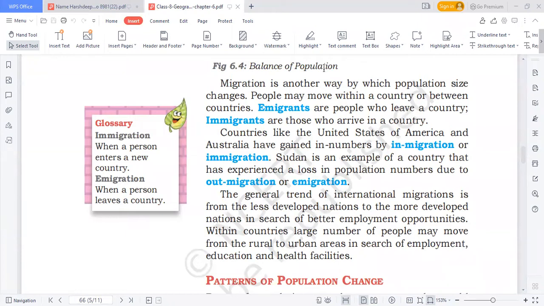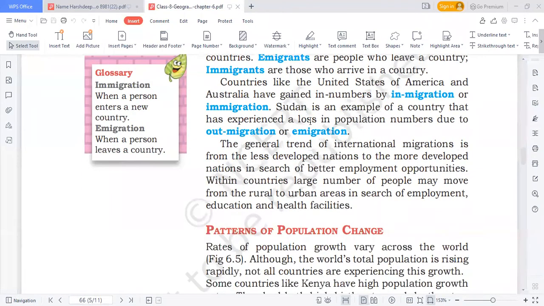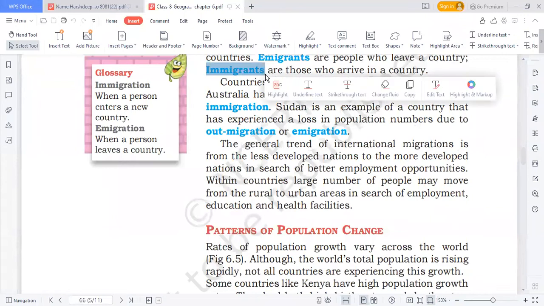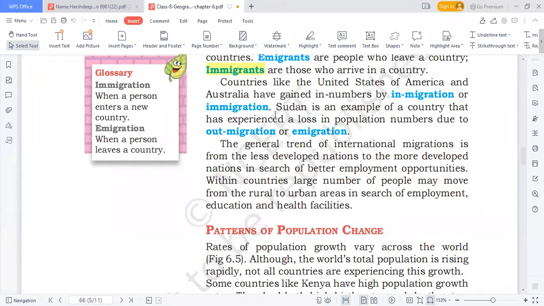Especially from African countries, a large number of students are coming towards India for health facilities. People who come to India for medical tourism, for cheaper medical facilities, are known as medical tourists, which you read last year. Under medical tourism, these are known as immigrants.